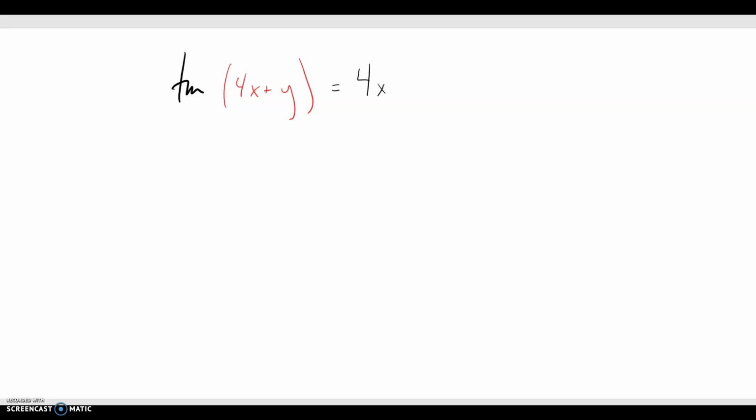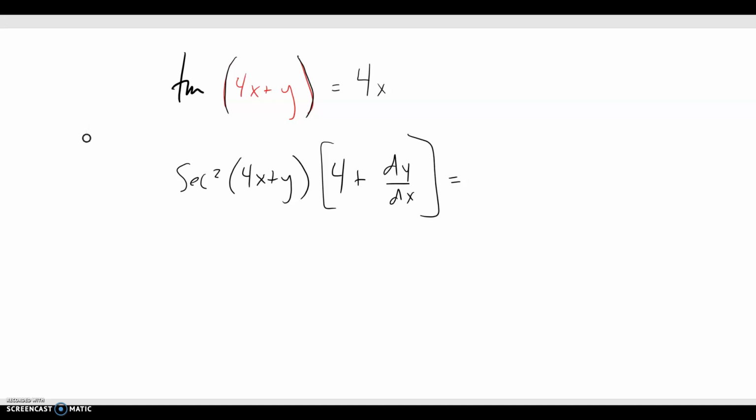Okay, implicit differentiation, find dy/dx. So take the derivative of both sides of this with respect to x. So that's secant squared of (4x plus y). Chain rule: leave the input function alone, multiplied by the derivative of the input function, 4 plus dy/dx, and that's equal to 4.